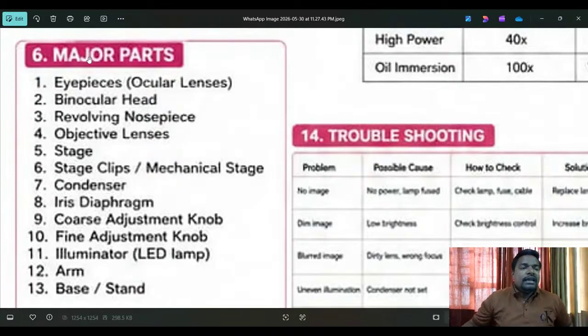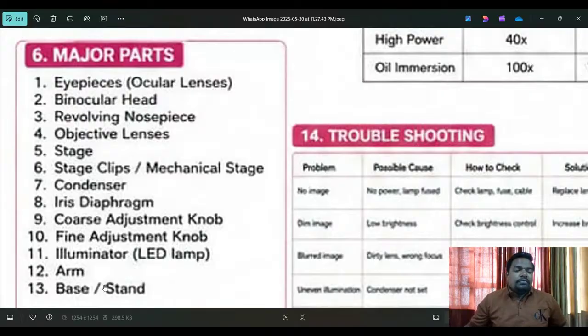If I'm reading, then you can listen. Major parts. Number one, eyepiece, ocular lenses. Keep in your mind, these are very important, and whenever you provide these services, it is very important to know the importance of all parts. Second point is binocular head. Number three, revolving nose piece. Number four, objective lenses. Number five, stage. Number six, stage clips or mechanical stage. Number seven, condenser. Number eight, iris diaphragm. Number nine, coarse adjustment knob. 10th, fine adjustment knob. 11th, illuminator LED lamp.